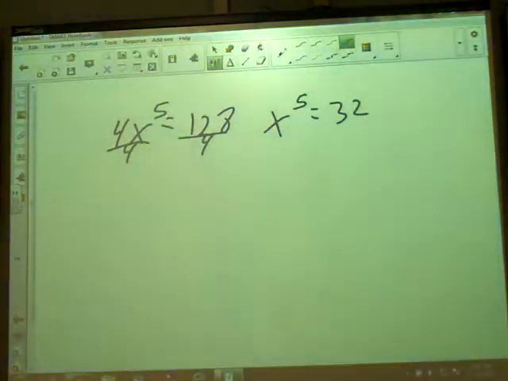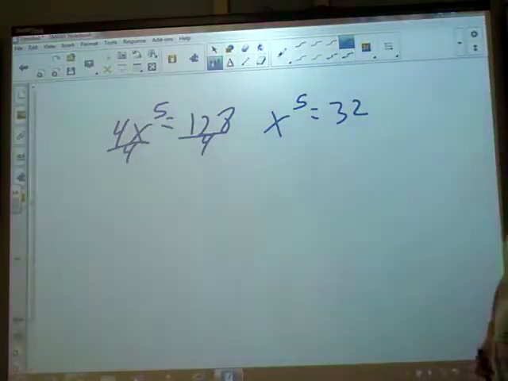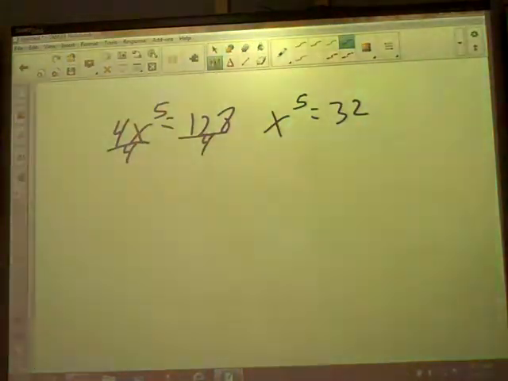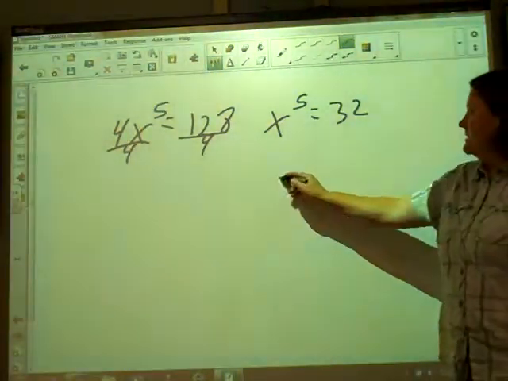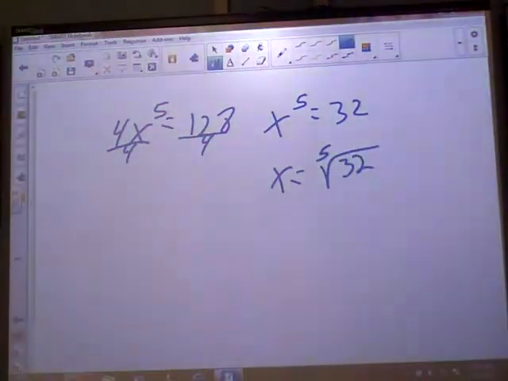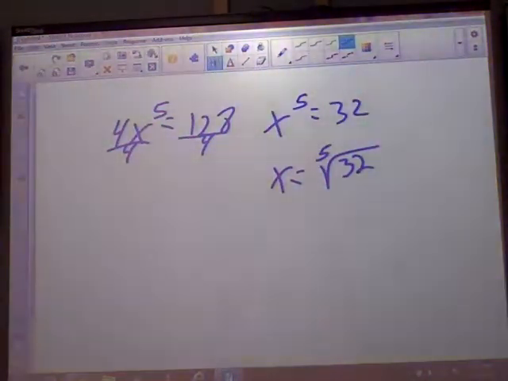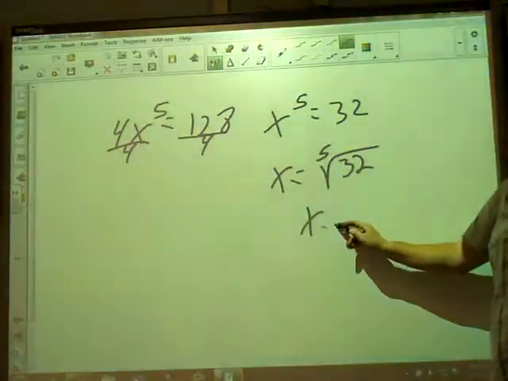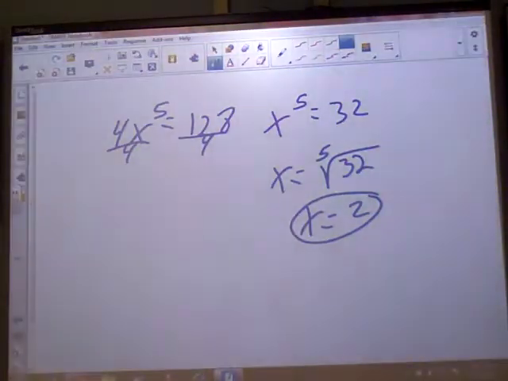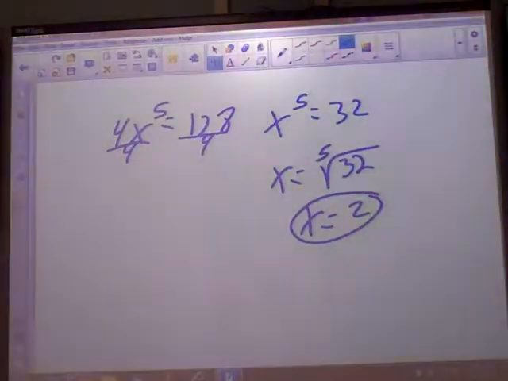So I need to undo a 5th power. How do you undo a 5th power? It's a 5th power, so you would take the 5th root. Good, Chloe. So x is going to equal the 5th root of 32. That's a pretty common one. This is the 3rd time today we've already used that. The 5th root of 32 is 2.